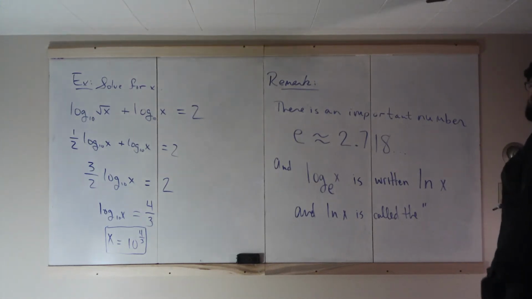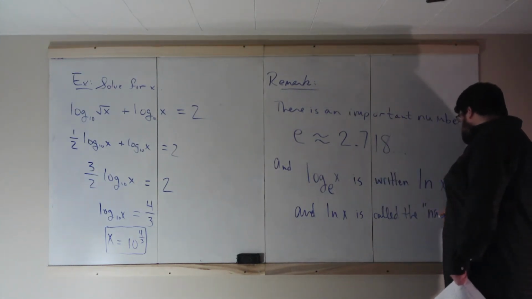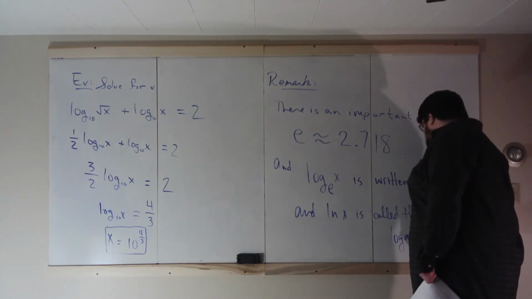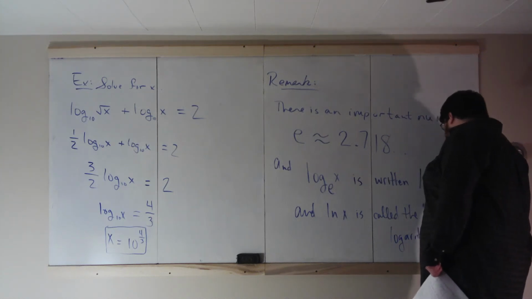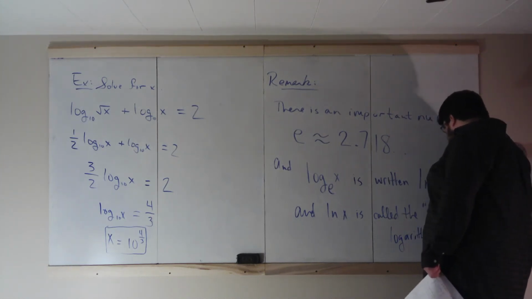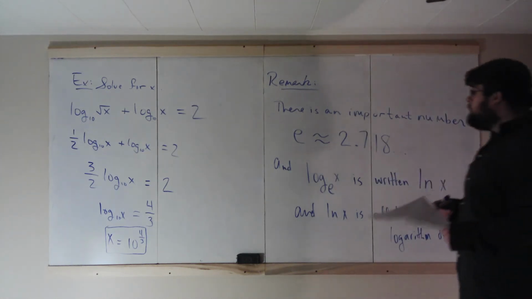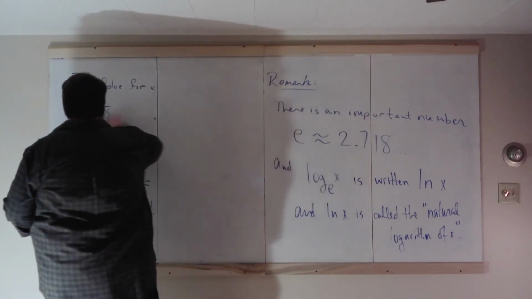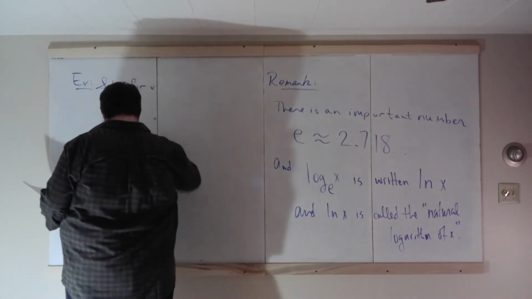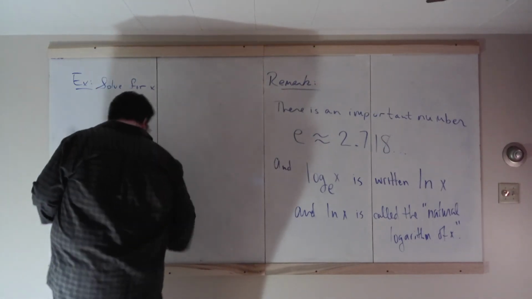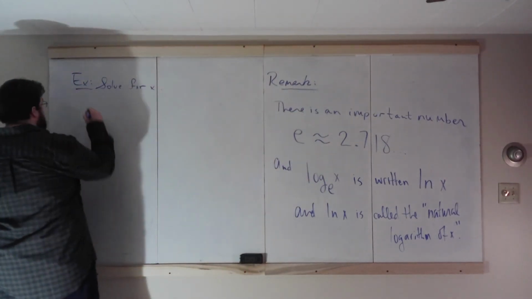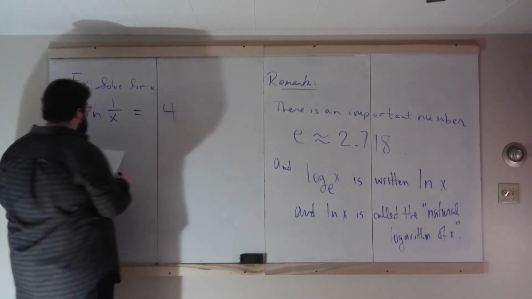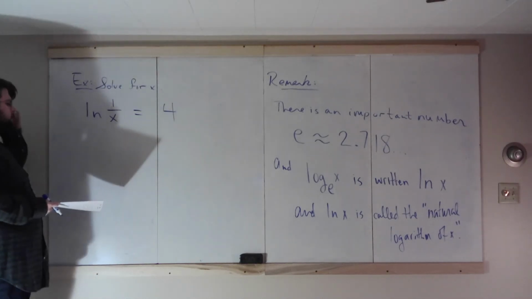And log base e is written ln x, and ln x is called the natural logarithm of x. Let's just look at one example of solving for x with this. Solve for x: natural log of 1 over x equals 4. How would we solve this for x?